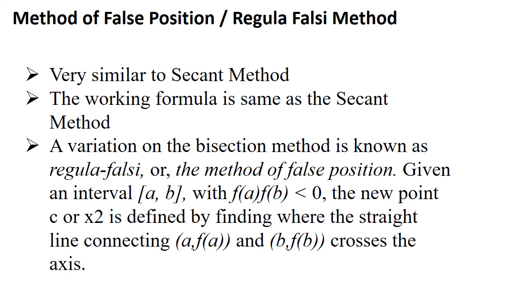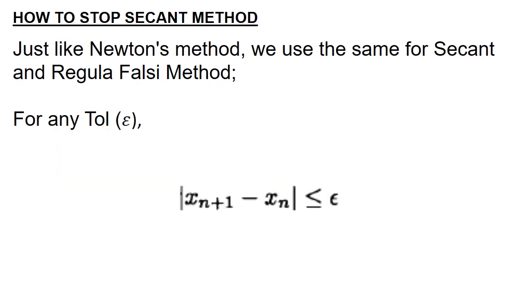Okay students, I will go back to the slide to show you in further detail. But before going to that slide, see how to stop the secant method or the Regula Falsi method. Just like Newton's method, we use a similar procedure. We have the previous iteration and the new iteration, and the tolerance value is given. So the absolute value of xn plus 1 minus xn should be less than or equal to the tolerance.